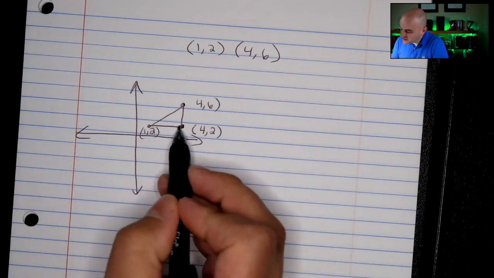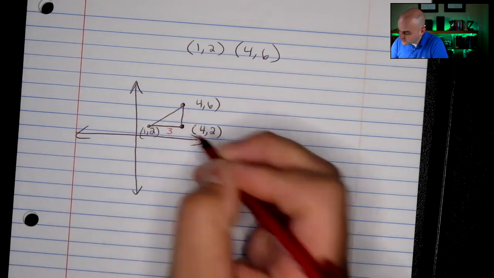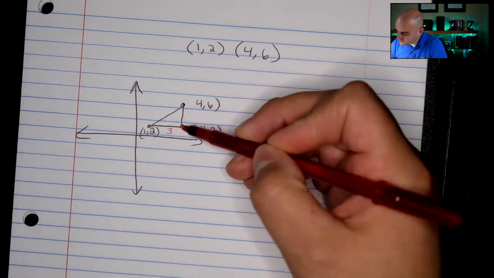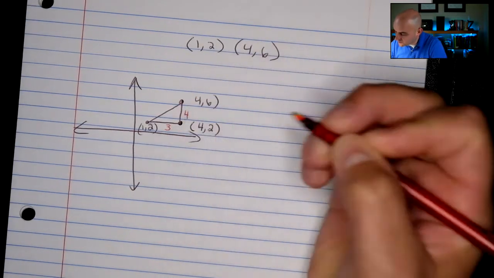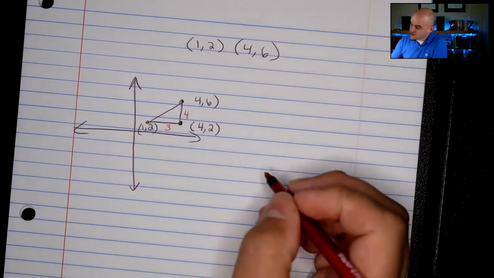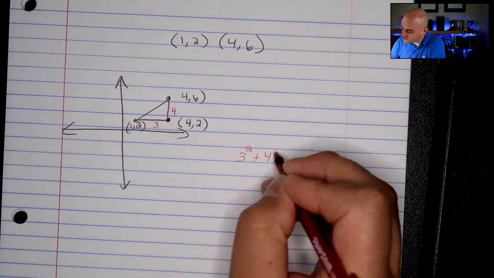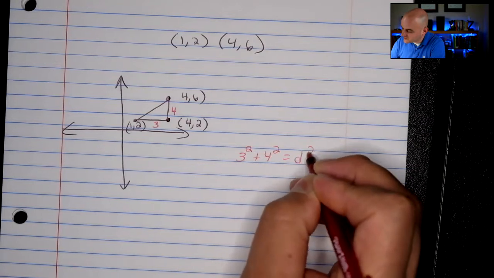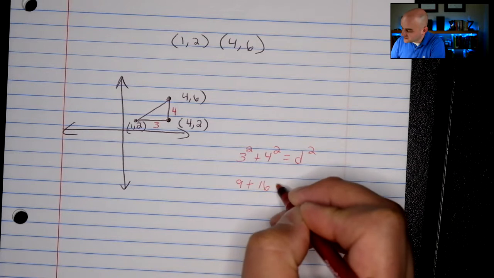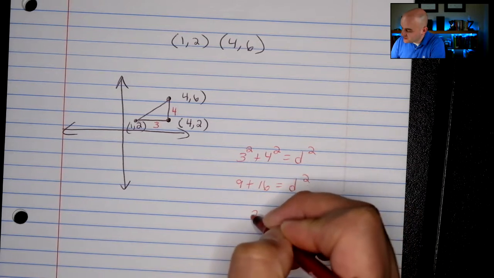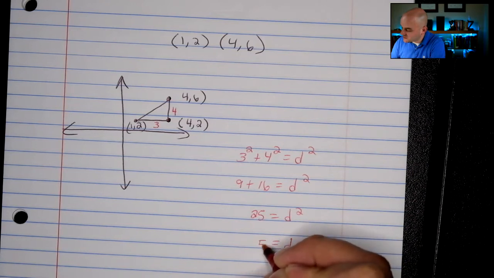That makes the side of this triangle 4 minus 1, which is 3. And the side right here on this triangle, 6 minus 2, which is 4. And now I can do the Pythagorean theorem. I can say that 3 squared plus 4 squared equals your distance squared. So I get 9 plus 16 equals d squared, or 25 equals d squared. So the distance is equal to 5.